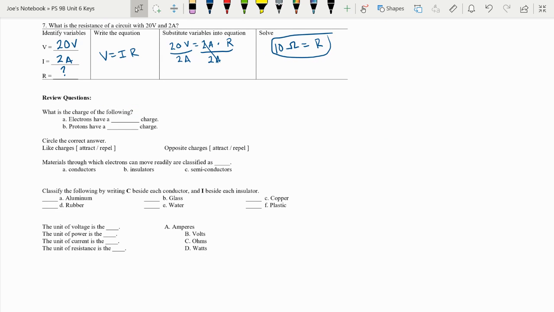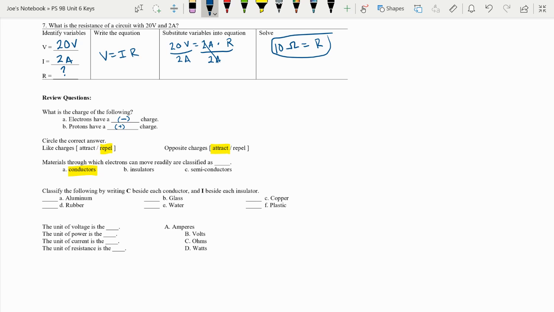Just quick review questions. The charge of the following: an electron has a negative charge, a proton has a positive charge. Like charges repel, opposite charges attract. Materials through which electrons can move readily or easily are classified as conductors.